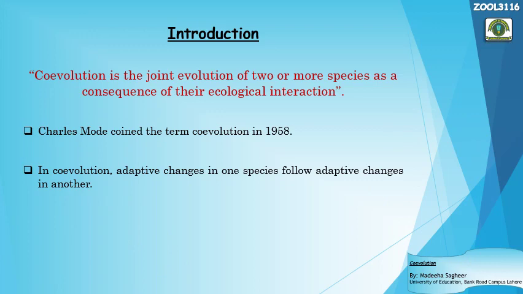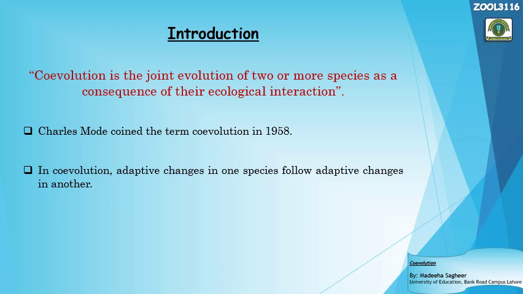Okay, first of all, let's have a proper definition of the term coevolution. Coevolution is the joint evolution of two or more species as a consequence of ecological interaction. As you know very well, what is ecology? Ecological interactions are the interactions of the species with other species as well as with the environment where they are residing or living. This term was first coined by Charles Mott in his article on evolution in 1958.